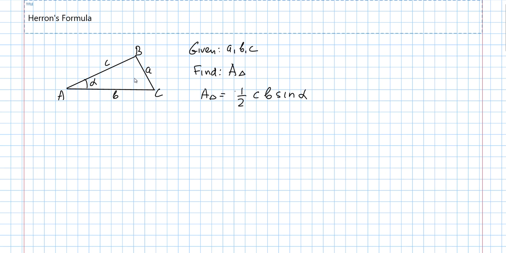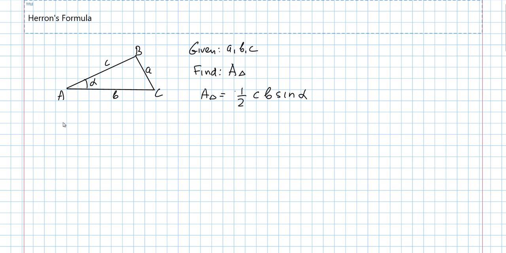So now I will implement what I just said. I wrote that the area of the triangle is 1/2 bc sine alpha, and I will be able to use the law of cosines to find cosine alpha. But it's pretty inconvenient to convert from cosine alpha to sine alpha. It's much easier to convert from cosine square alpha to sine square alpha. So I will use this trick.